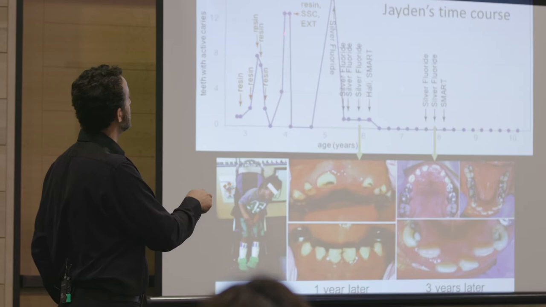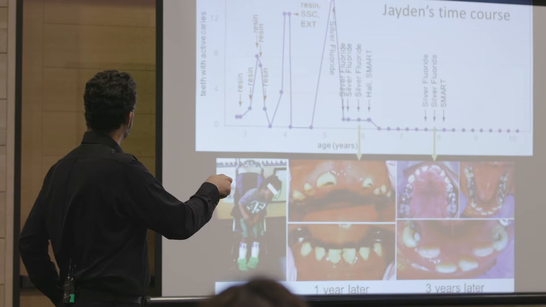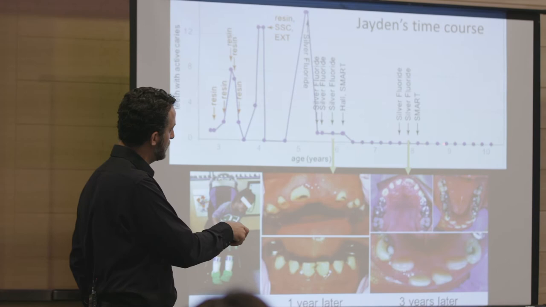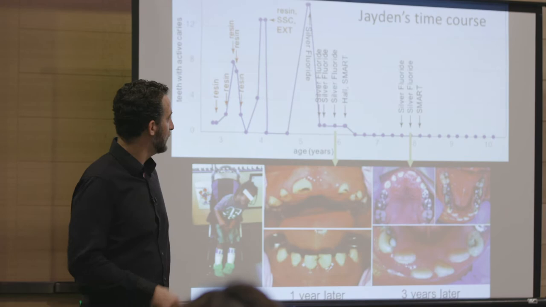And this is where I met him. He had 15 teeth with active lesions, multiple lesions on some of those teeth. Then we started with silver fluoride, silver fluoride, silver fluoride, silver fluoride. And at this point here, he got glass ionomer. And then silver fluoride and some more glass ionomer.